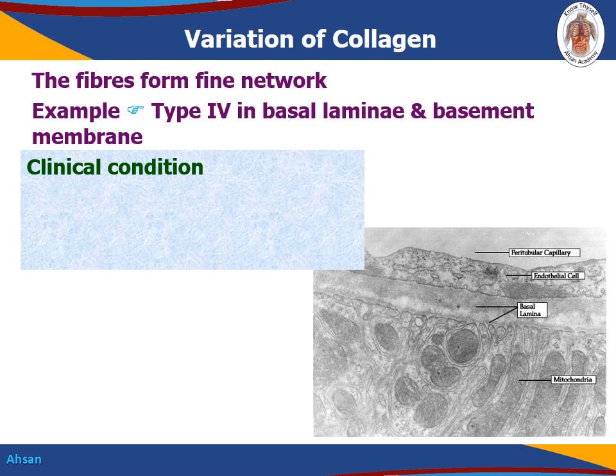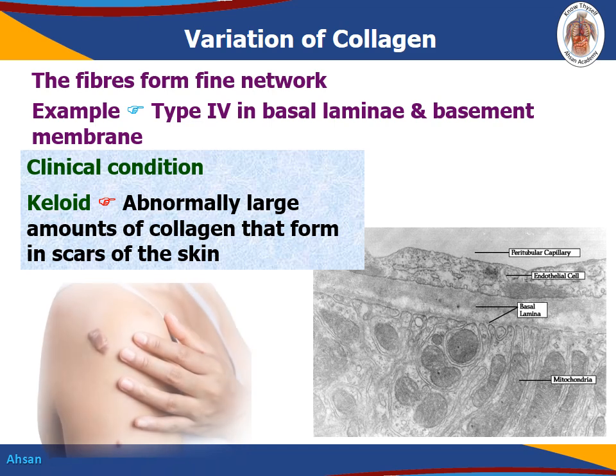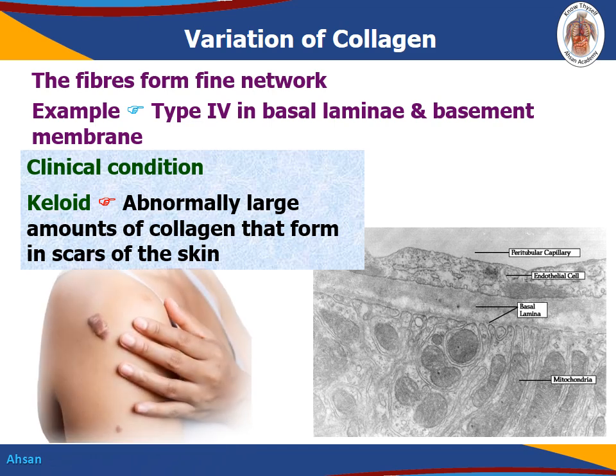One clinical condition is very much related to the collagen: excessive production of the collagen fiber in some scar tissue. This is known as keloid. An abnormally large amount of collagen is deposited in the scar of the skin, and that is known as keloid. You can see this scar has become an elevated area on the surface of the skin. This is keloid.